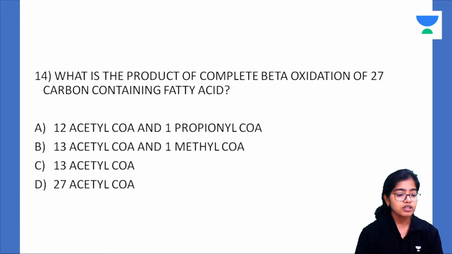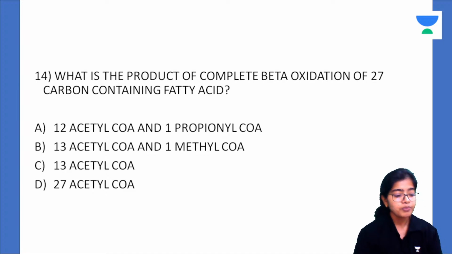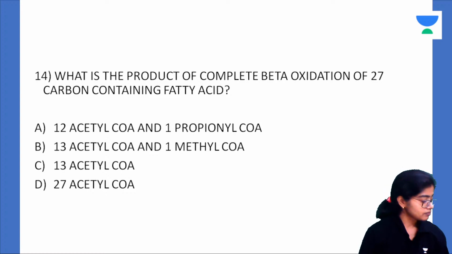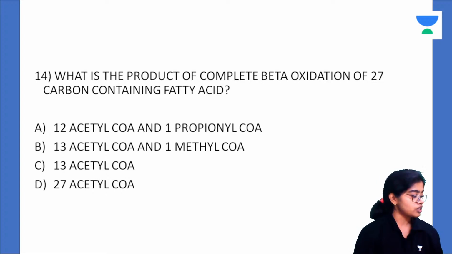So now this is the question. What is the product of complete beta oxidation of a 27 carbon containing fatty acid molecule? Is it A, 12 acetyl CoA and 1 propionyl CoA, B, 13 acetyl CoA and 1 methyl CoA, C, 13 acetyl CoA, or D, 27 acetyl CoA? Your time starts now. 5 minutes for you to answer. Your time has started. Try and answer this question.